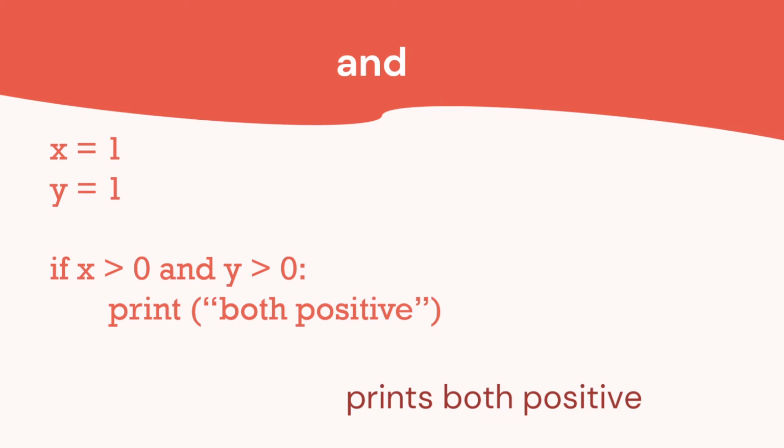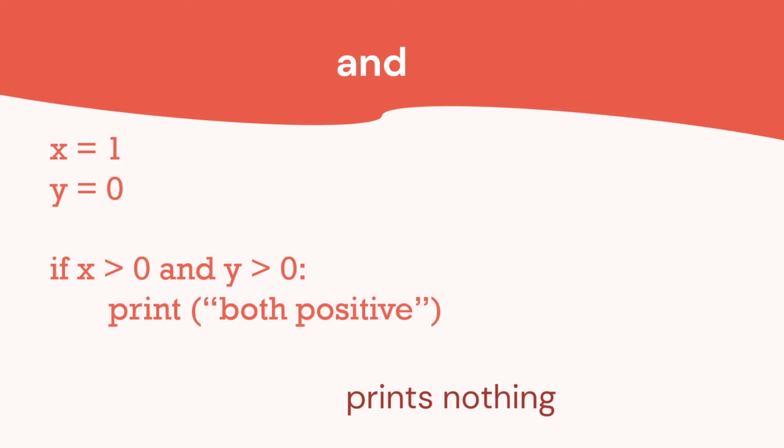Here's an example. We've got if X and Y are both greater than 0, print both positive. In this case they're both 1, so it prints both positive. You can see the AND used in the if statement. Now here Y is 0.